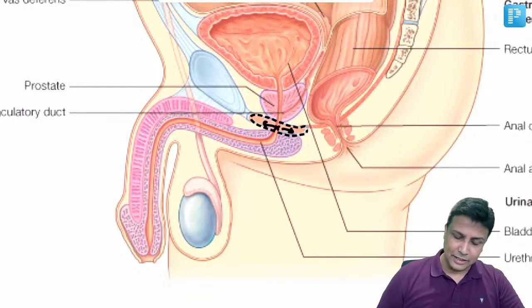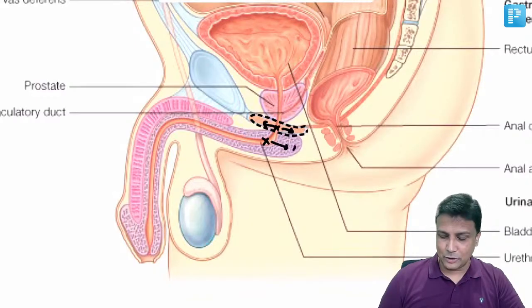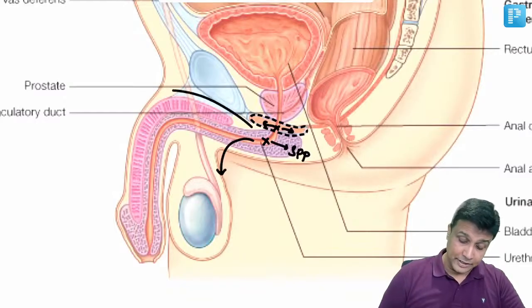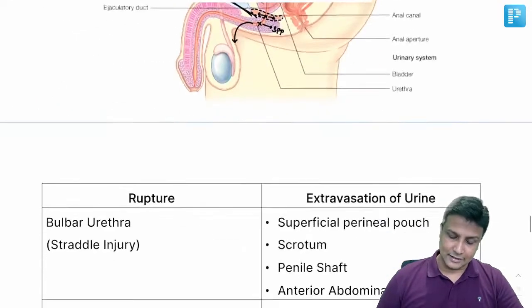If the bulbar urethra is ruptured, the urine will go into the superficial perineal pouch, the urine will also go into the scrotum here, the urine will also go into the penile shaft, as well as the anterior abdominal wall. Is it okay? So let's see here.